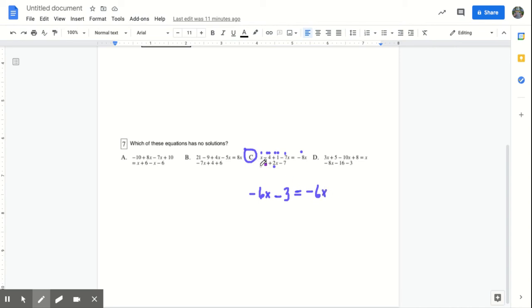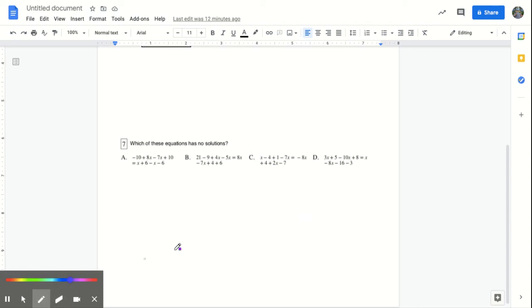And then I have a +4 and a -7. That's going to make -3. If they're the same number of variables, like here, and the same number of constants, that means there's going to be an infinite number of solutions. So it doesn't matter what number I would use for x, it would still be infinite. It's still equal on left side and right side. So that one is not a no solution. So we could tell C is not.